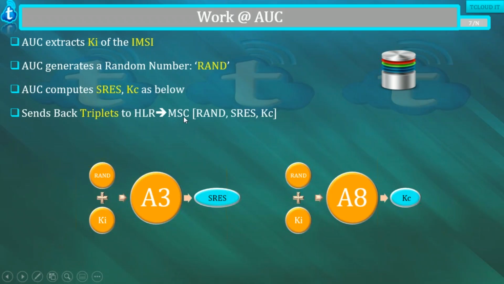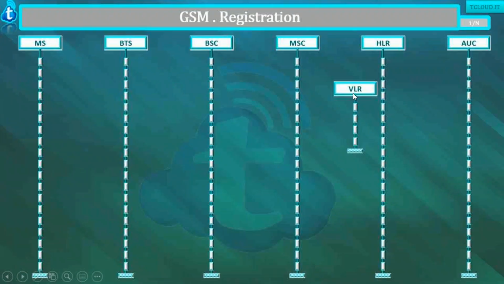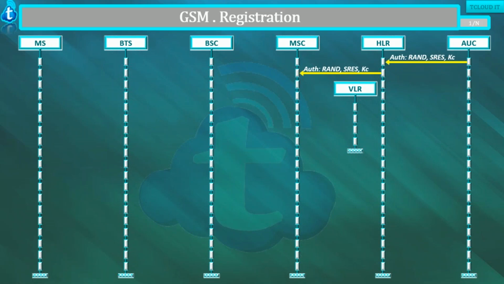Eventually, HLR forwards it to MSC. What does MSC do with these three parameters? How are these three parameters going to be helpful for us? We find out in our next steps. So, authentication center sends this to HLR. HLR forwards this to MSC. Random number, SRES and KC. MSC got it.